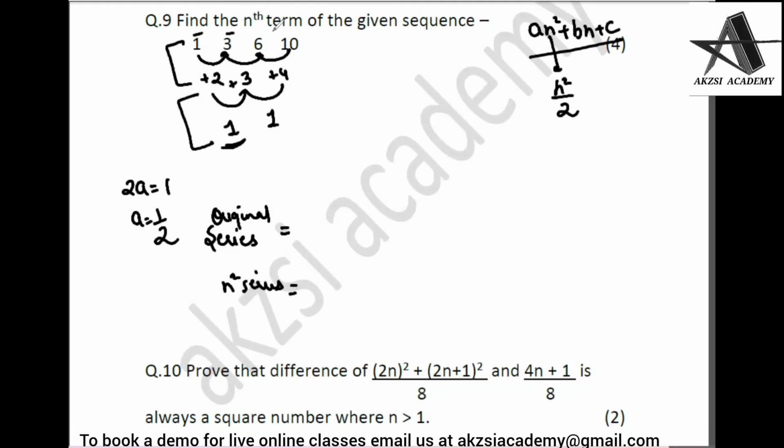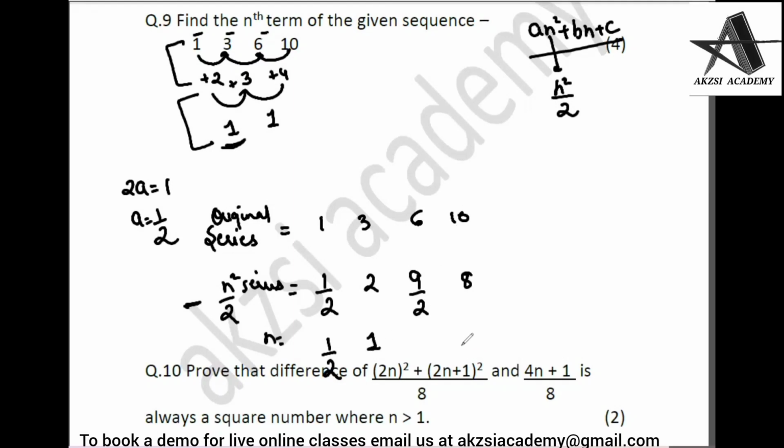Original series, that is given here, 1, 3, 6, 10. And the n squared by 2 series here, which means I need to put n equals 1, 2, 3, 4, because there are 4 digits. When I put n equals 1, I'll get 1 by 2. When I put n equals 2, I'll get 4 by 2, that is 2. When I put 3, I'll get 9 by 2. When I put 4, I'll get 8. Now subtract these two. 1 minus 1 by 2 is half. 3 minus 2, 1.